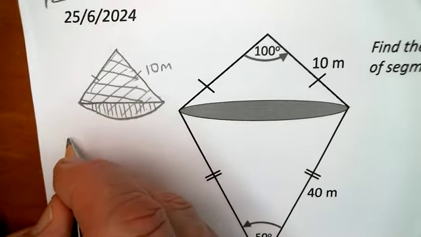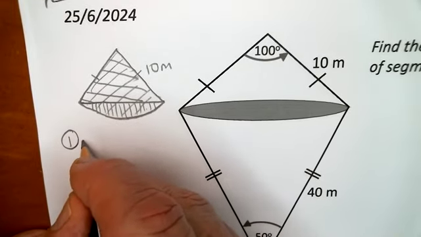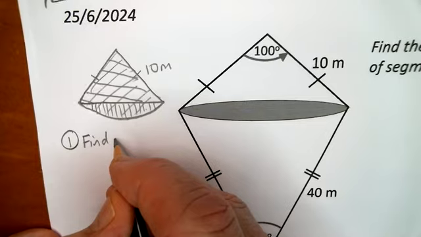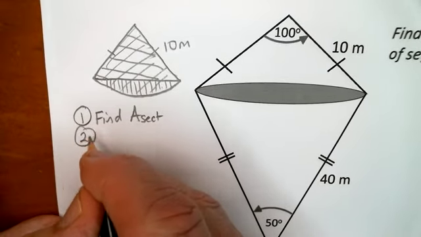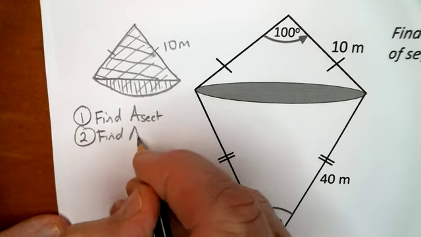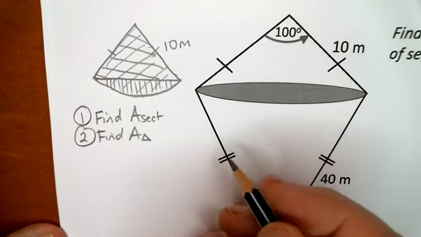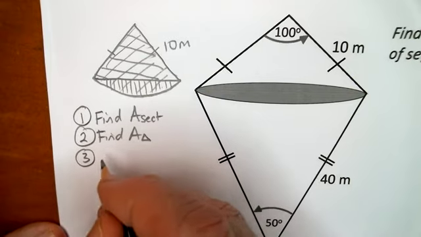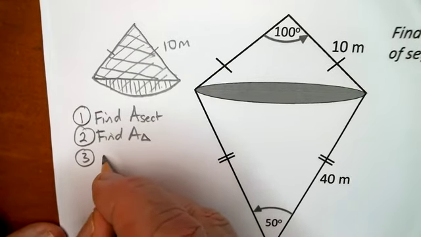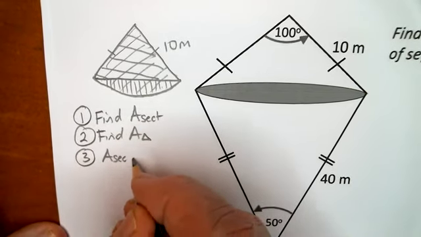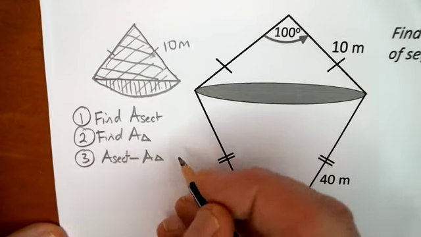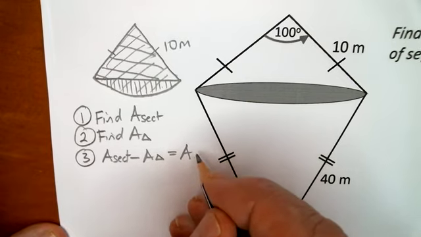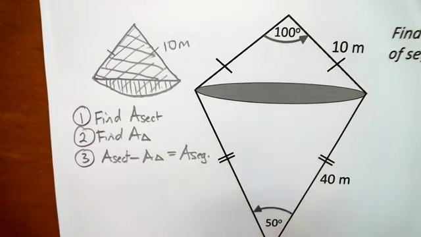So step one, we're going to find the area of the sector. Part two, we're going to find the area of the triangle. Third, we're going to take the area of the sector and subtract the area of the triangle, and that's going to equal the area of the segment. That's what we're going to do. So that's what we're doing first.